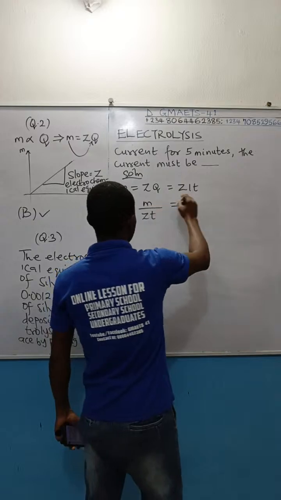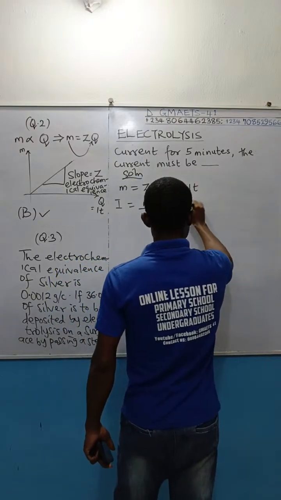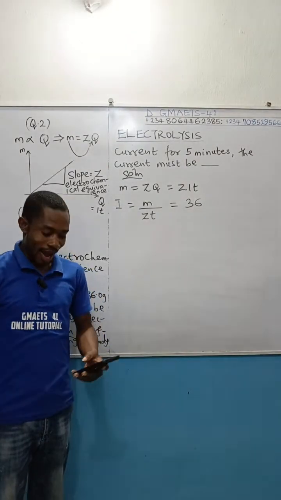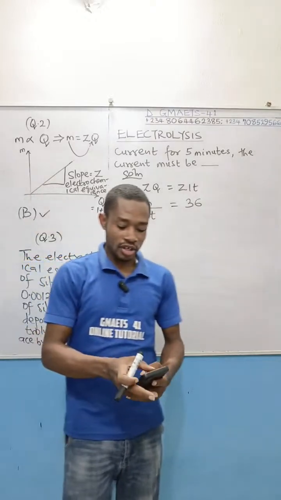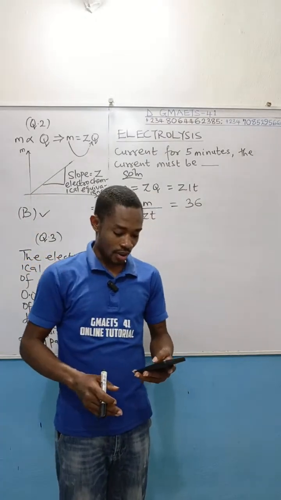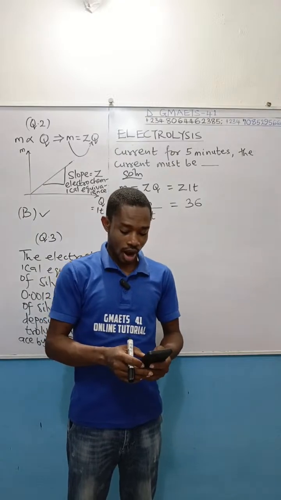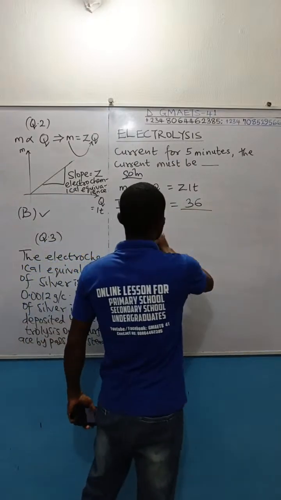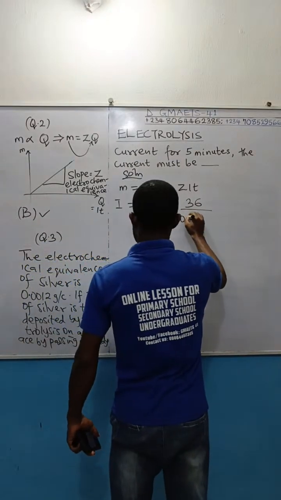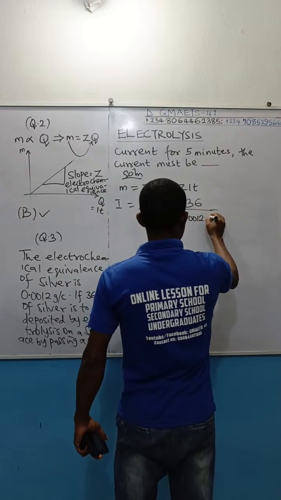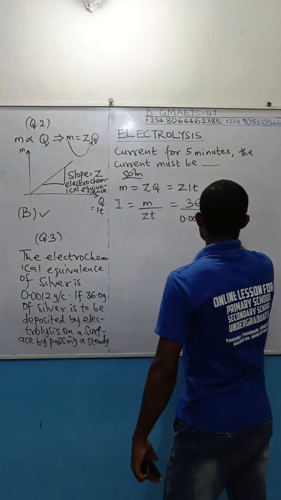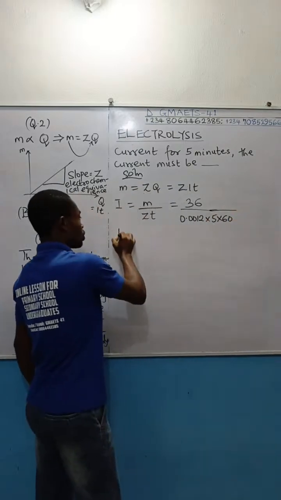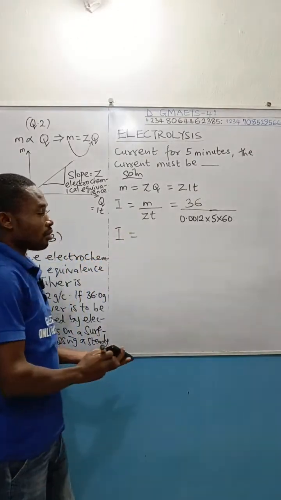What is the mass? The mass given to us in the question is 36. Now, under electrolysis, please take note. You do not convert the mass to kilogram. You solve in the unit of gram. Are you getting me right? You solve in the unit of what? Gram. So bear that in mind. So divide this by our electrochemical equivalence, which is 0.0012, then multiply by time. The time is 5 minutes. You multiply that 5 minutes by 60 to convert to seconds.